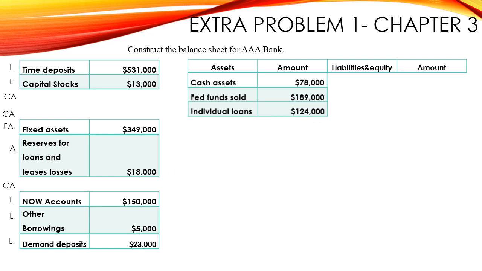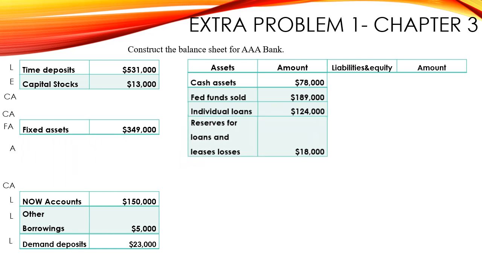After the individual loans, we must put the reserves for loan and leases losses. So in this case, we must subtract the reserve for loan and leases losses from the individual loans. So in this case, 124,000 minus the 18,000, we will have the net loans, which is $106,000. So individual loans minus the reserves for loan and leases losses will be equal to the net loans.